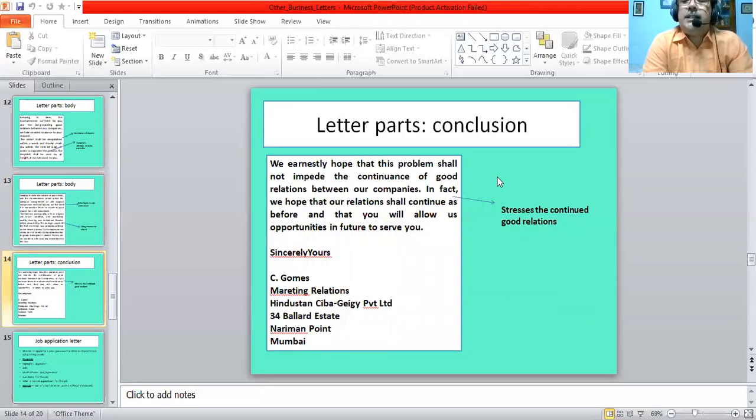So it stresses the continued good relations between the two companies, as a matter of fact, and that they will continue to thrive and prosper in the years to come. So irrespective of whether the claim is settled in a positive way or not, the good relations between the companies shall continue. This is what the adjustment letter ends with.